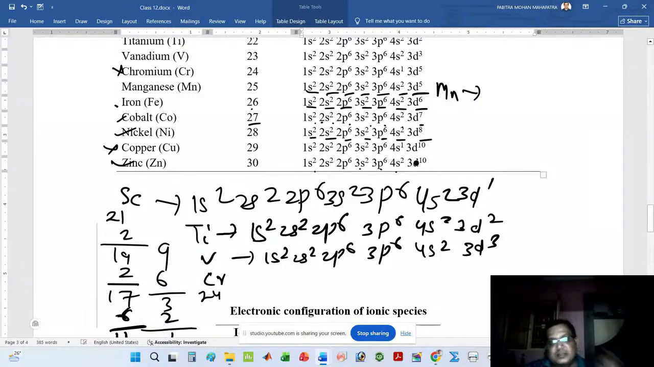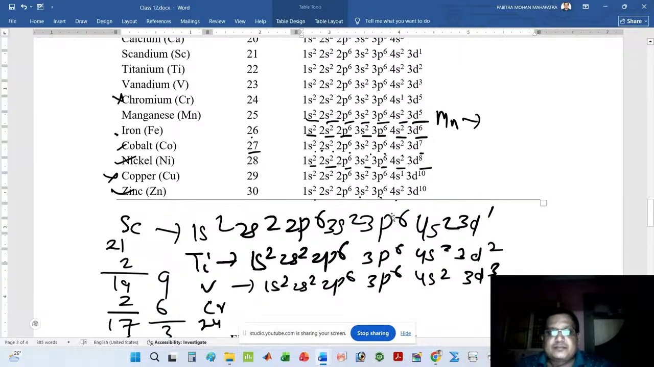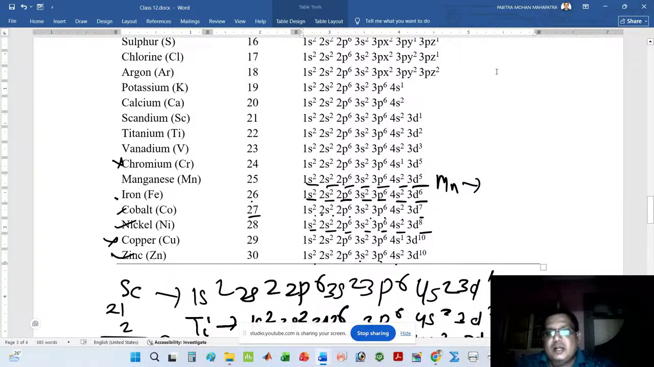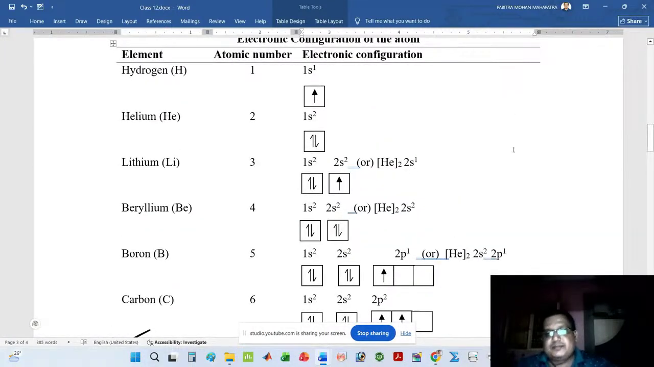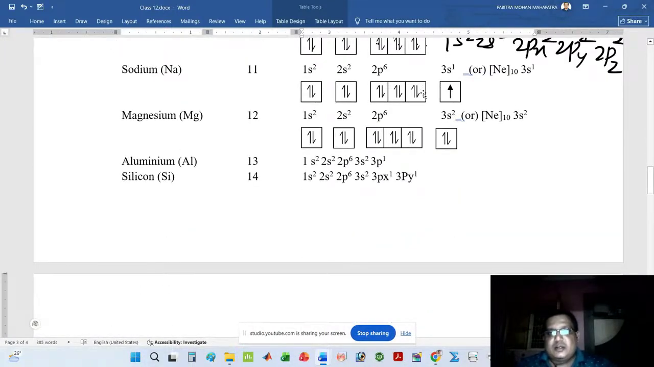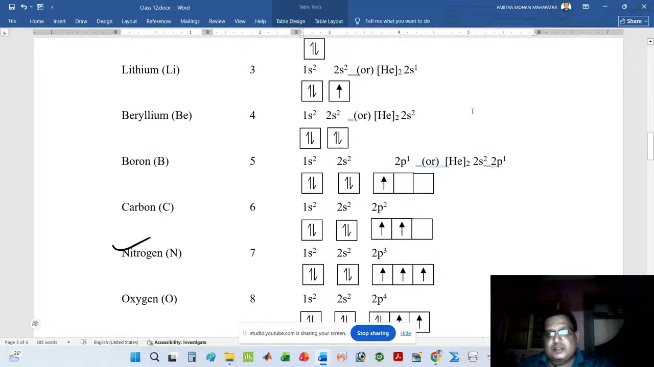Okay. Find the electron configuration of the atom from 1 to 30. I have not carried out two examples. One is your chromium, another is your copper. Let me explain. Remember an important concept.